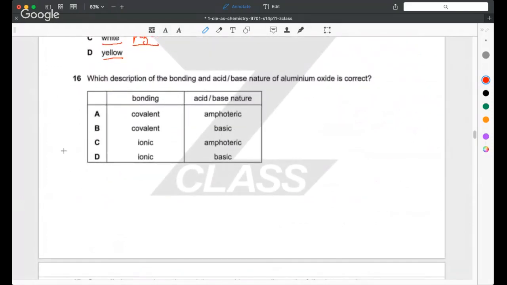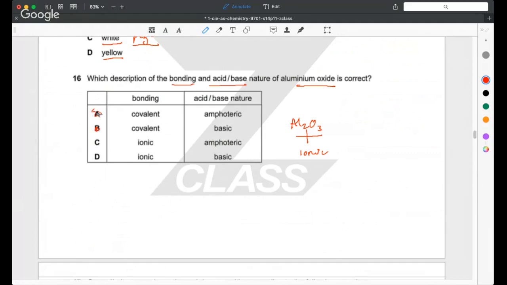Okay, question 16. I think it's quite an easy question. You've got to look at aluminium oxide, and you've got to think about the bonding and the acid-base nature. Well, you know, don't you, that you can use aluminium oxide in the industrial process for extracting aluminium, which is an electrolysis. And so aluminium oxide must have quite a lot of ionic character if it's going to be used in an electrolysis to produce aluminium. So we know that the bonding in aluminium oxide is ionic.